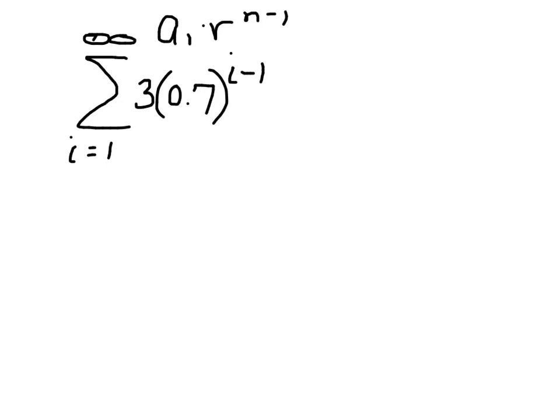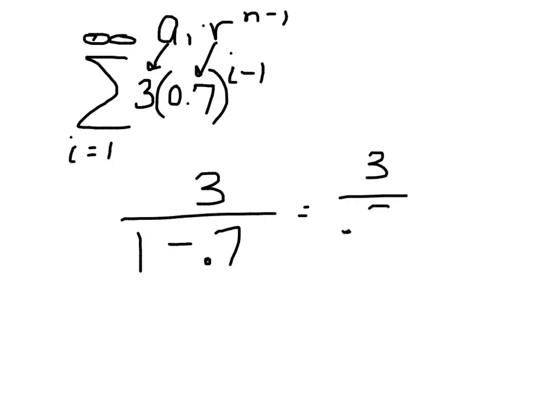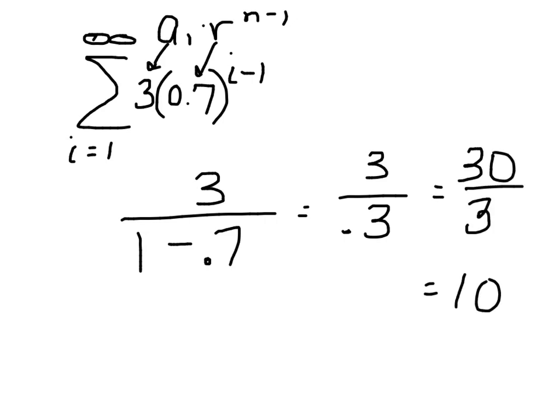So first of all, can you even do this problem? Yes, you can, because 0.7 is less than 1. So, what's the first term? 3, because again, it's in that equation. So 3 goes on the top, 1 minus 0.7 goes on the bottom. What is 3 divided by 1 minus 0.7? Or 3 divided by 0.3? Or 30 divided by 3? 10.